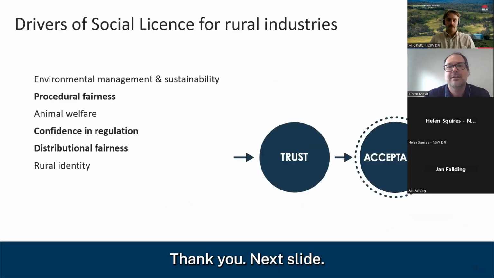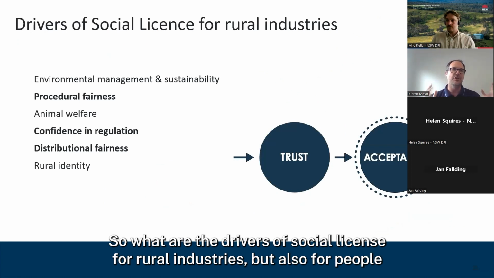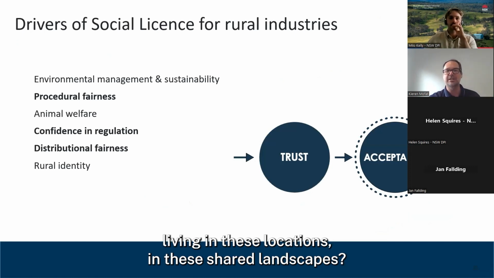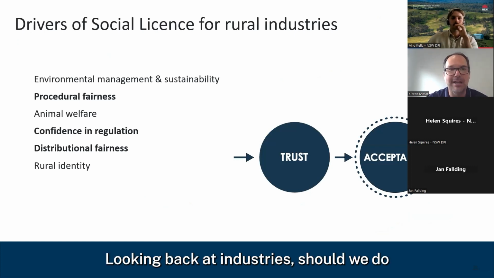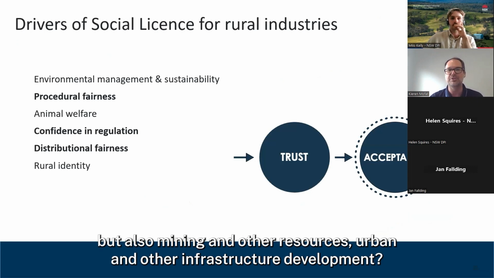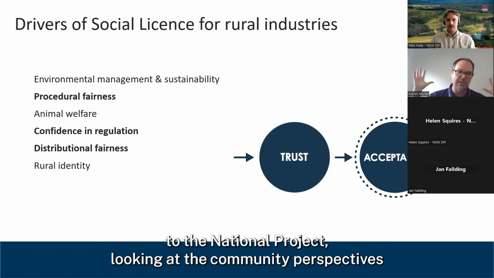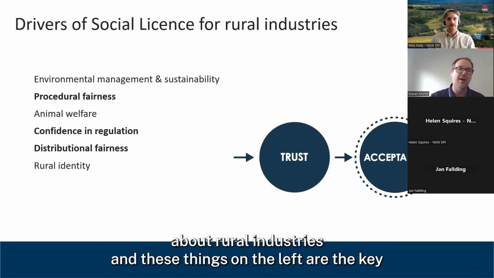Thank you, next slide. And what we found, I thought I'd come at this in a couple of different ways. So what are the drivers of social license for rural industries, but also for people living in these locations, in these shared landscapes, looking back at industries? So we do work on both sides of transmission infrastructure and generation, but also mining and other resources, urban and other infrastructure development. And here with a project called Community Trust in Rural Industries through AgriFutures, the national project looking at the community perspectives about rural industries.